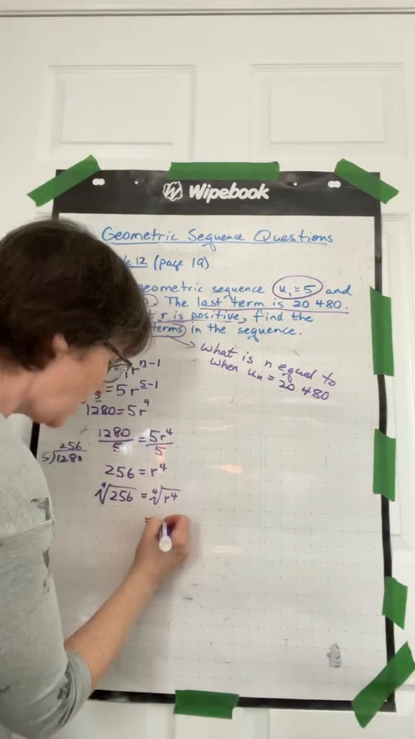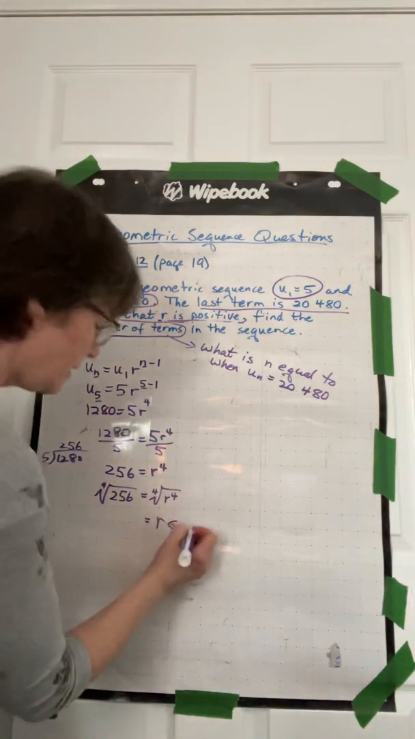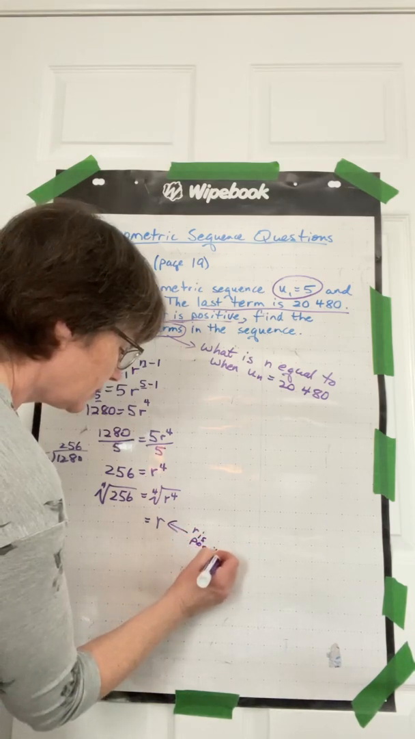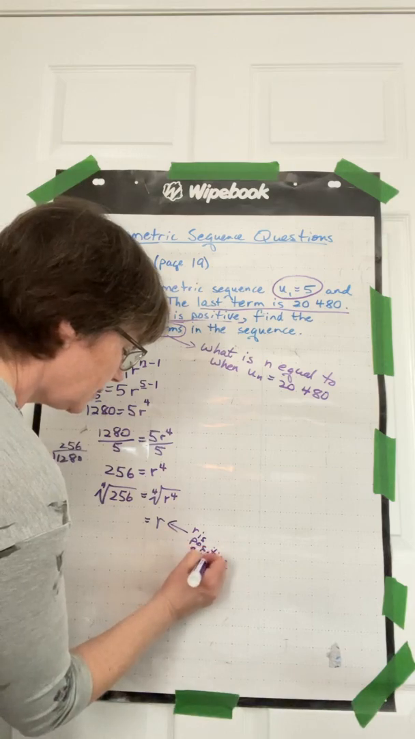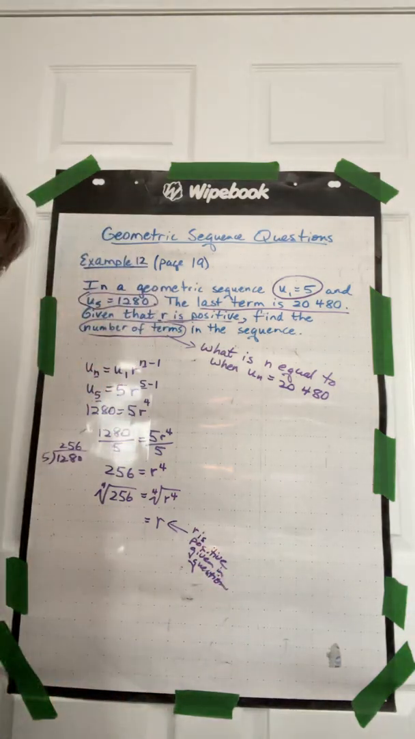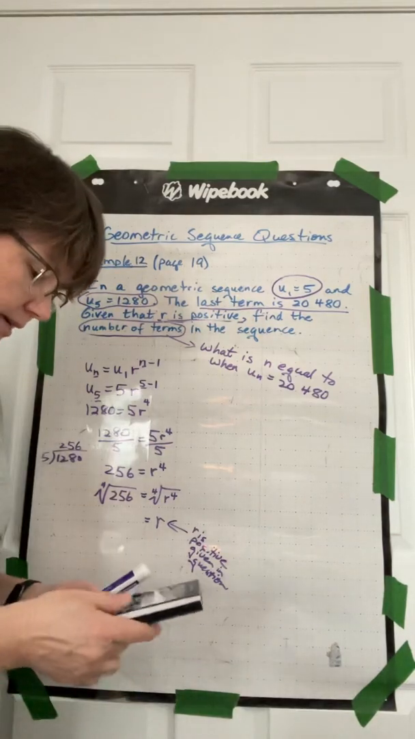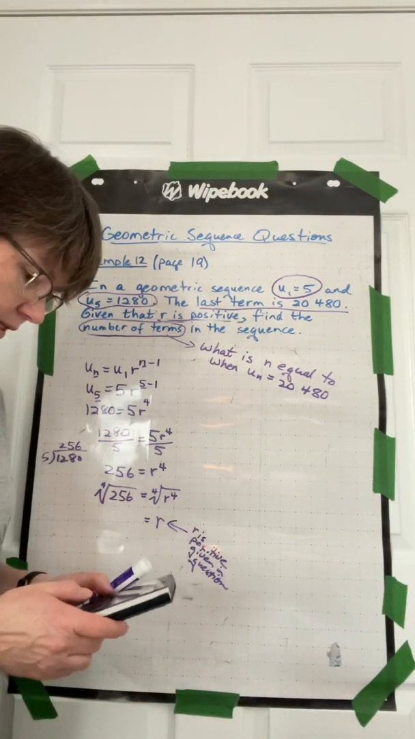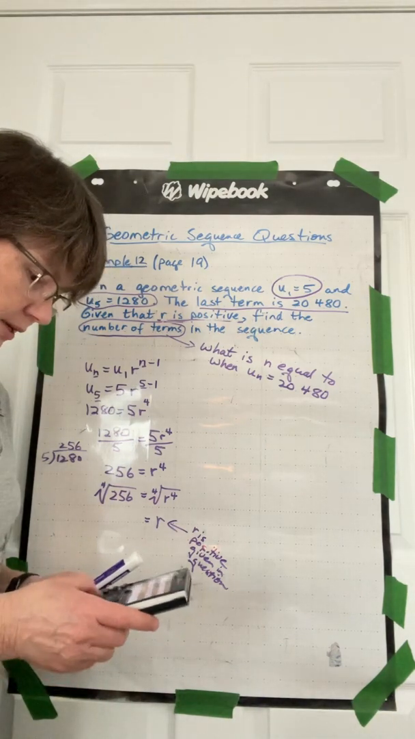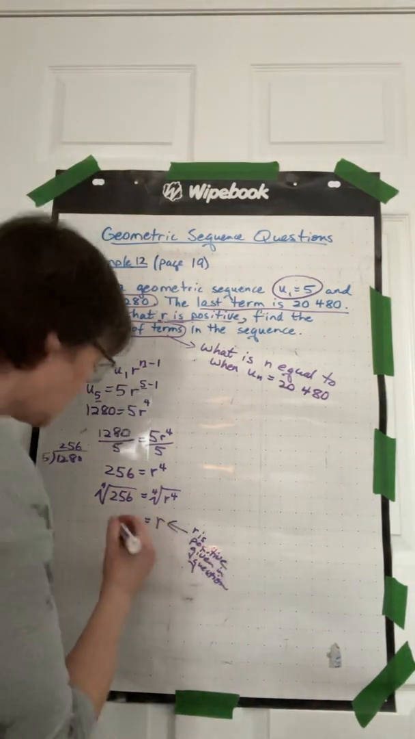Okay, so we know that r is positive. You might even want to write that here: r is positive, given in question. So we're going to leave that positive. Take the fourth root of 256. So I've got a calculator. The fourth root of 256 is 4. All right, so r is 4.